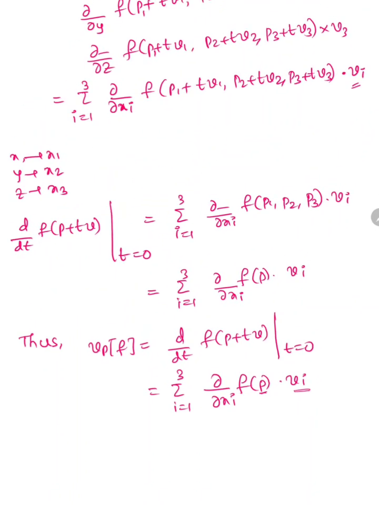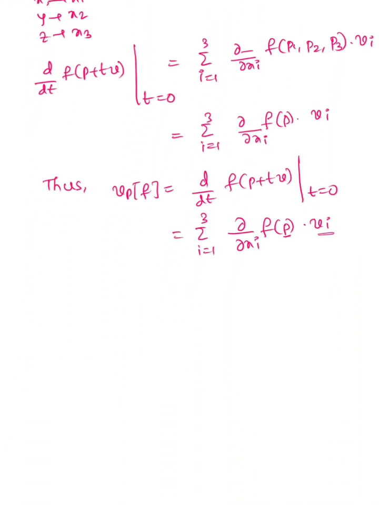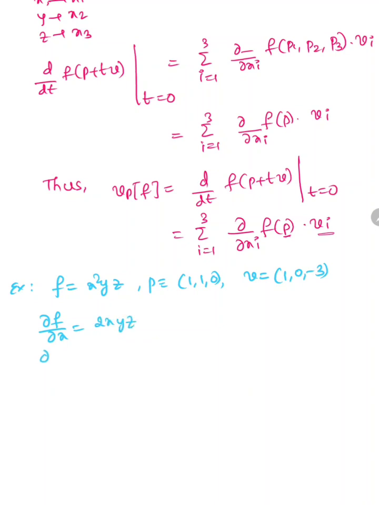So to check whether the relation is true or not, we will consider an example, the previous one. We have f equal to x square yz, p equal to (1, 1, 0) and v equal to (1, 0, minus 3). Now first we find dou f by dou x is equal to 2xyz, dou f by dou y is x square z, dou f by dou z is equal to x square y.